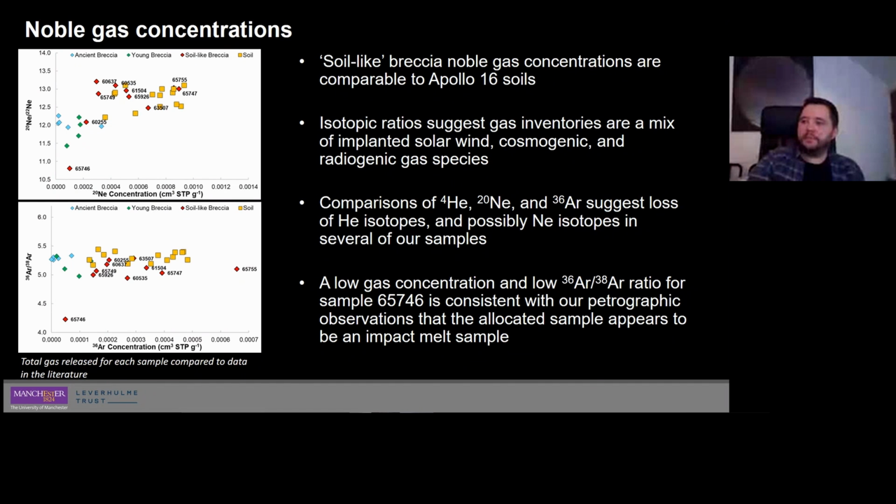When we compare the major isotopes of each element, there are suggestions that we have lost some helium from many of these samples, and in a few cases, possibly some neon. And again, it looked from both the textural analysis and from the argon values of certain samples that they were more consistent with an impact melt sample rather than a regolith breccia.